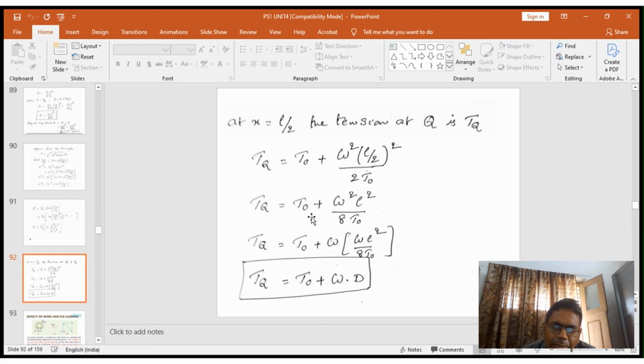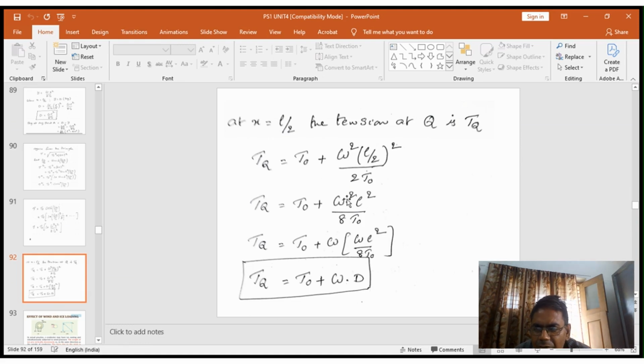TQ is equal to T₀ plus w²L² divided by 8T₀, that is T₀ plus w into (wL²/8T₀). That is nothing but the sag D. Then TQ is equal to T₀ plus w into D. D is nothing but the sag, T₀ is nothing but the tension at the lowest point. It is the exact formula for tension at any support: tension at any support is equal to tension at the lowest point plus weight of the conductor into sag. This is the exact formula.